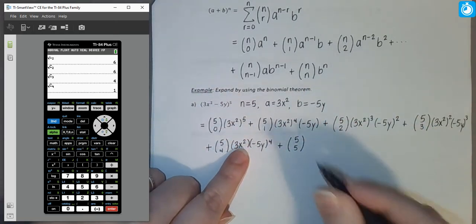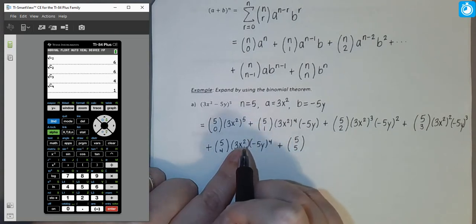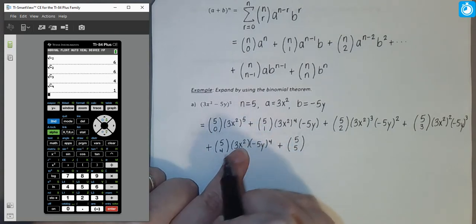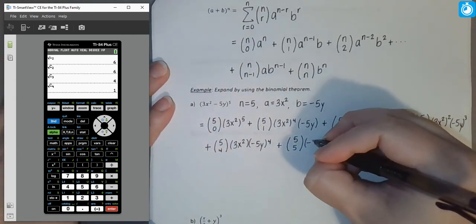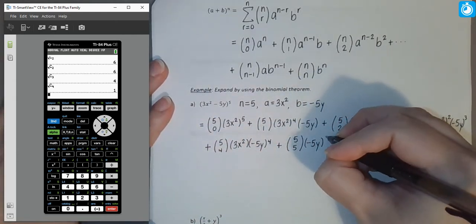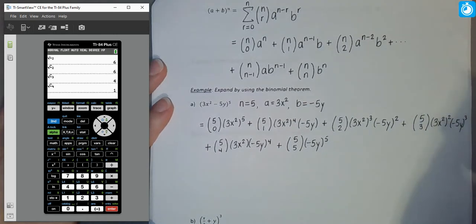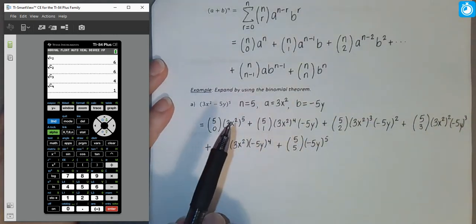Decrease the power on A, so it now has a power of 1. We decrease it, it goes to the 0 power, which means it disappears. And then B, we have negative 5y, and we're going to increase the power so that it's 5. And double check your powers.